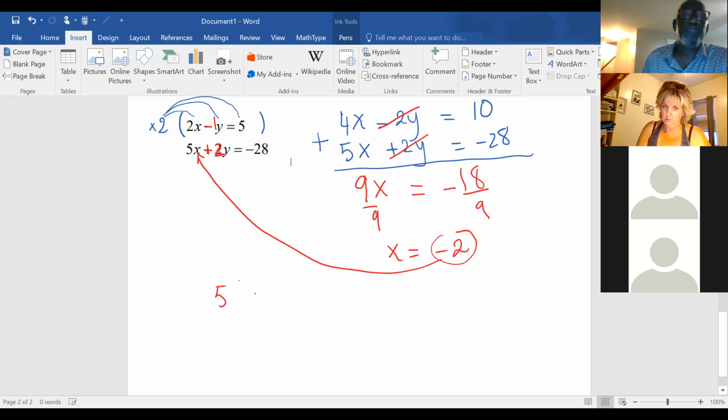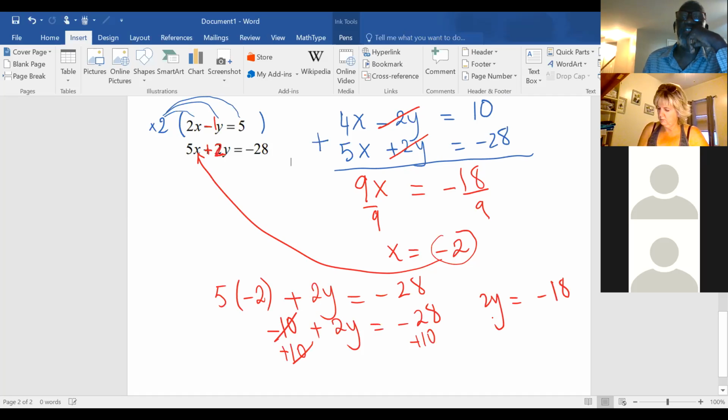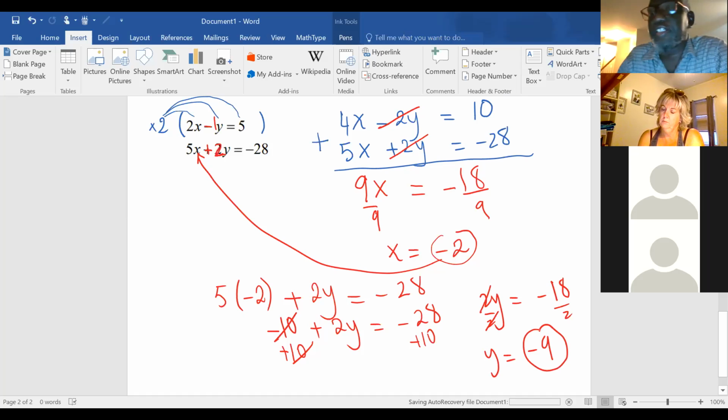It's going to be 5 times -2 plus 2y is equal to -28, right? So we get -10 plus 2y is equal to -28. So we add 10, so we get 2y equal to -18, I'm sorry, right? And we divide by 2, so we get y equal to -9. Okay? So x is -2, y is -9, and then I'm done solving this system right here.